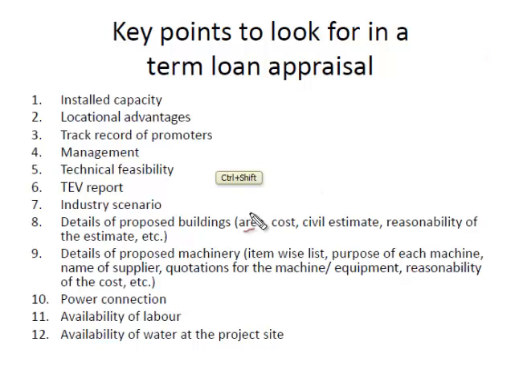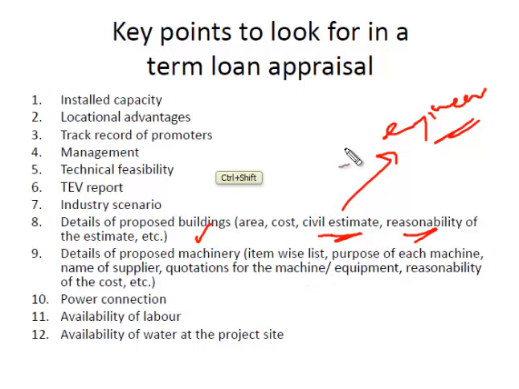Then the details of the proposed building. What is the construction that is required for this particular project? What is the area we are talking about? What are the various structures required? What is the cost? The civil estimate encompasses all these factors. This is prepared by an engineer. Usually every bank will have an approved panel of engineers, so the company approaching a particular bank should get the estimate done by any one of the approved panel engineers. Then we'll also be looking at the reasonability of the estimate.